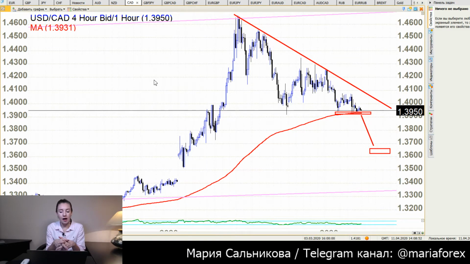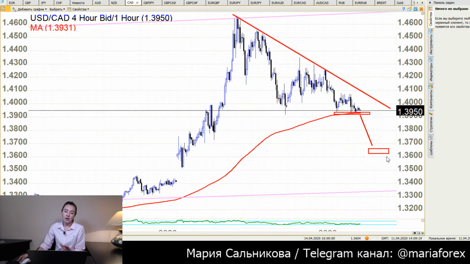Okay, for the Canadian dollar, my short idea for this currency pair is that I would like to sell under 1.3950 on the 1 hour chart and 4 hour chart. When the market breaks down the 200 exponential moving average, the target is 1.3640, 1.3630, somewhere like that. When you see the breakdown of this area, it will be a moment to sell with this target. If being short, well, that's an idea.